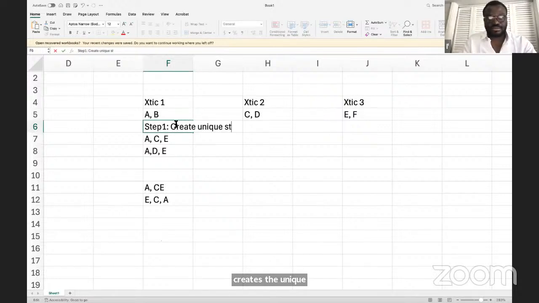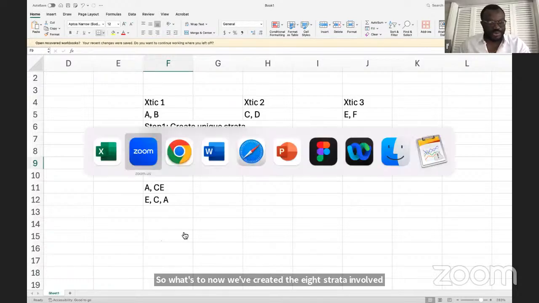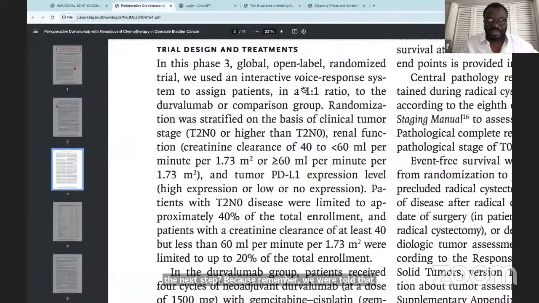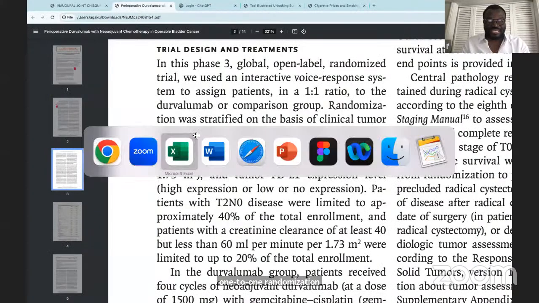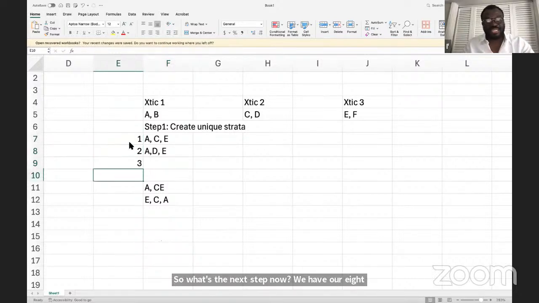So now we've created the 8 strata involved. What's the next step? Because remember, we're told that the study involved one-to-one randomization stratified on the basis of these three characteristics. So what's the next step now? We have our 8 groups, 1 to 8. What's the next step?